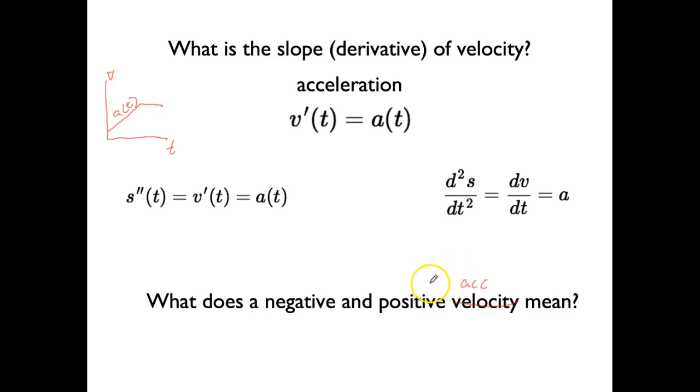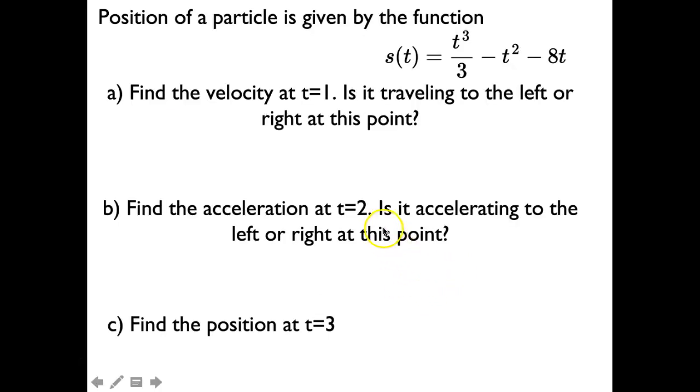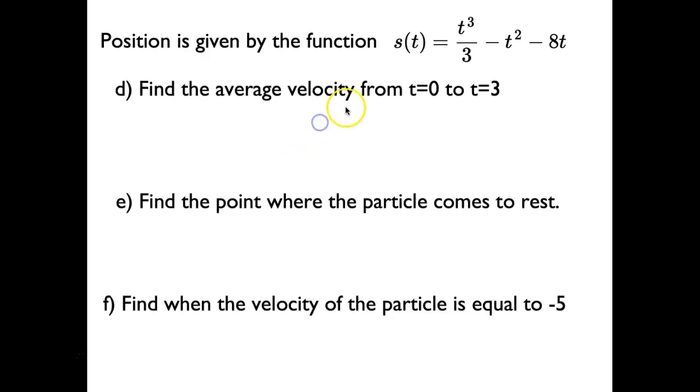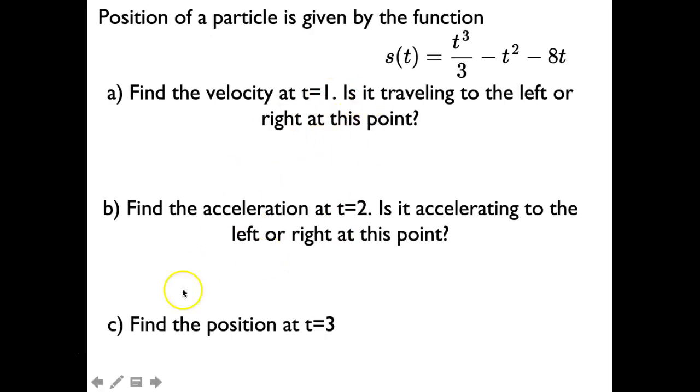Okay, so let's go forward. We're going to work through some problems here. This is like a free response, how they might ask some free response questions. The position of a particle is given by this function. So we have a function, and this function tells us the position of some particle at any given time. Find the velocity at t equals 1. Is it traveling to the left or to the right at this point?